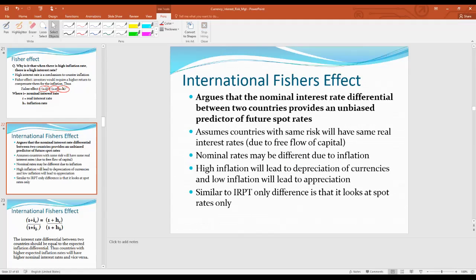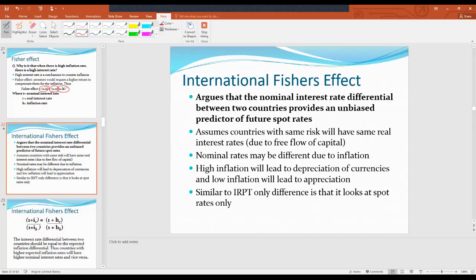If you invest in Tanzania and you get 10% return, it is because Tanzania has more inflation. That's why they're offering you more interest rates. The country that offers lower interest rates does so because of the lower rate of inflation you'll experience in that economy. That's as per the international Fisher's effect, arrived at from the international Fisher's effect theory.